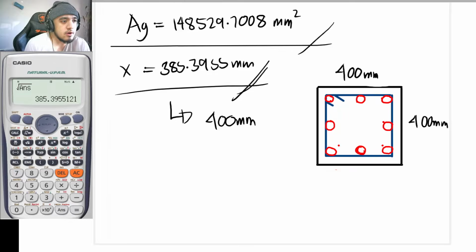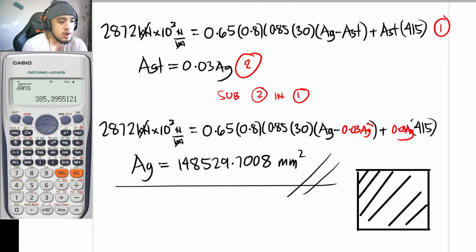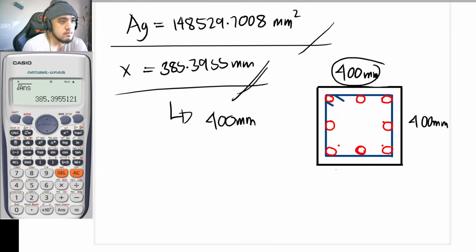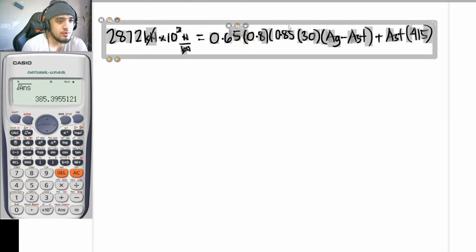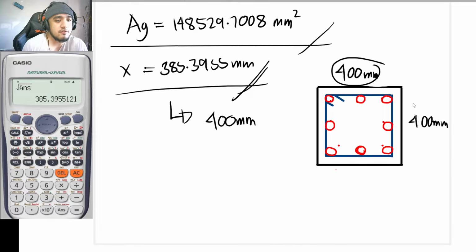Okay, so since we are already done with AG, we will now be solving for the area of the steel. So what is to be the area of the steel required here? Take note, guys, that we already have a new value for the cross-sectional area, since we have rounded this up to 400 instead of 385. So with that, I will now be resolving this equation. I will just be copying this once again.